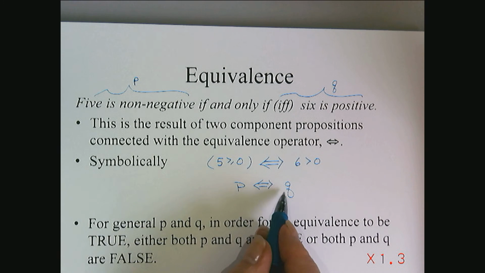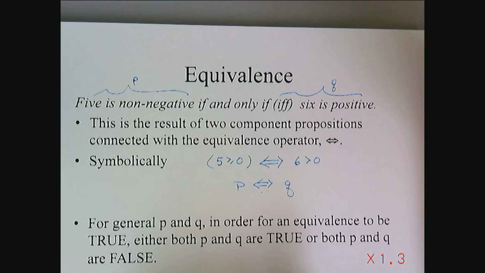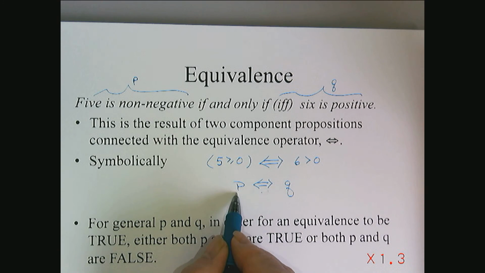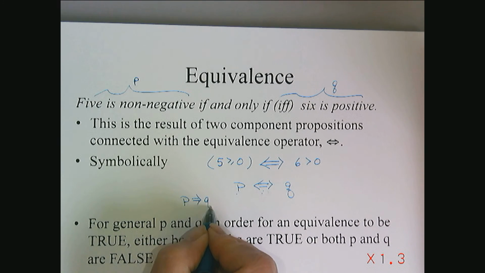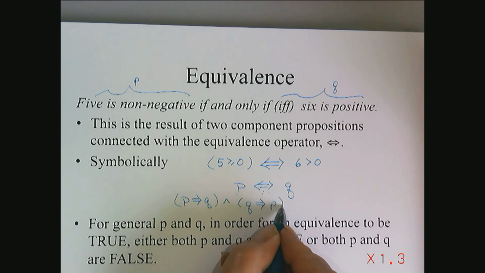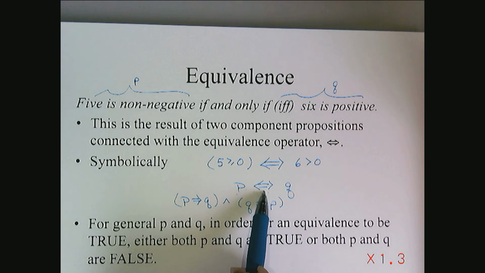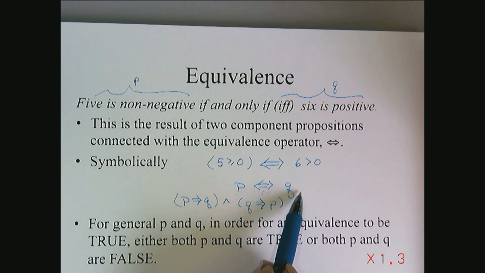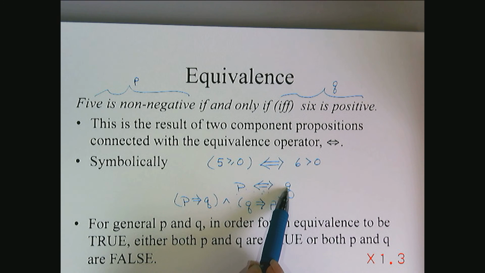Another way of expressing this same Boolean operator is it's actually a combination of two. That's where the if and only if comes in. For P to be equivalent to Q, it must be the case that P implies Q and Q implies P. So it's actually a combination of two Boolean operators that we've observed before that gives us this equivalence. Notice that the only way an equivalence is true is if both P and Q have the same truth value.